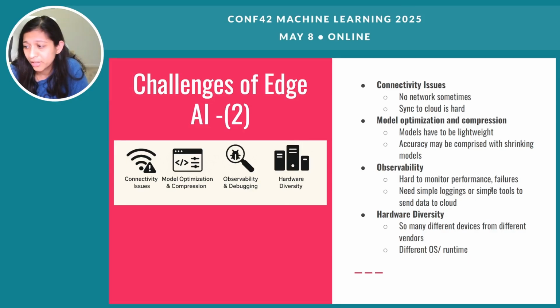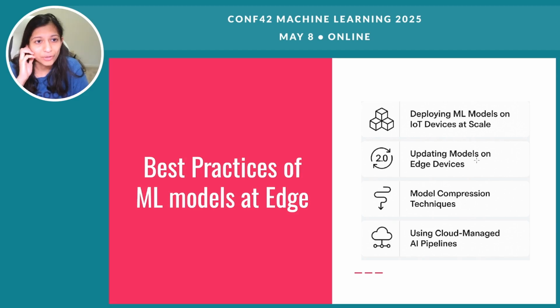Now let's go into the nitty-gritty details of best practices. So even though we have some challenges, there is a way that we can actually make it better by using some of these practices. So there are 4 practices that I'm going to cover today. So the first is deploying ML models at scale. How we can do that so that we have 10,000 devices and the devices keep increasing. How do we make sure that the models are getting deployed to every device?